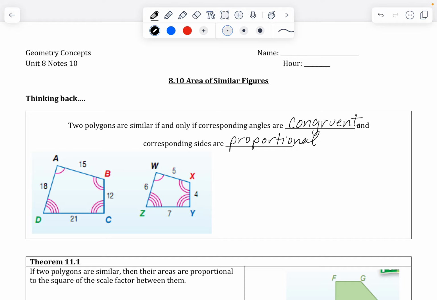And you can kind of see that from the picture here. The angles all have the same marks, like angle A and W both have one mark. That means they're congruent to each other. And B and X each have two marks. They're congruent to each other. But the side between A and B is not congruent to the side between W and X. They're going to be proportional to each other.